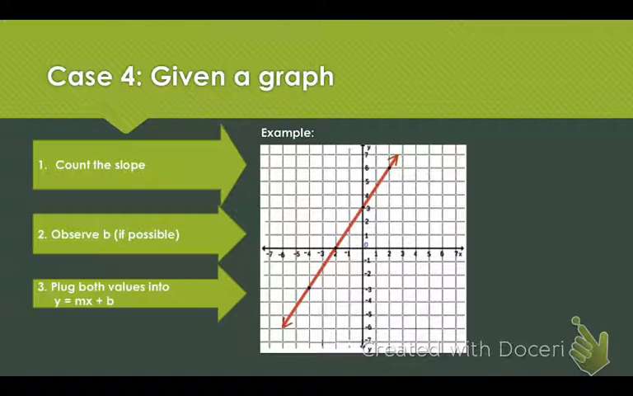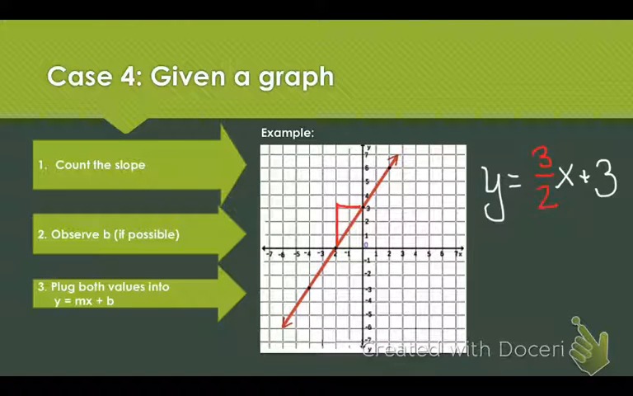Case 4 is if you're given the graph of an equation, and the simplest scenario is that you can just observe both the slope and the y-intercept by observation. So I count my slope, and I can see that my rise is going up 1, 2, 3 units, and right 1, 2. So my slope is 3/2, and my y-intercept, well, that's where it crosses the y-axis, so it's plus 3.